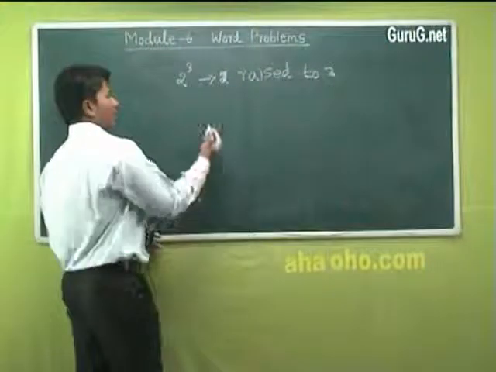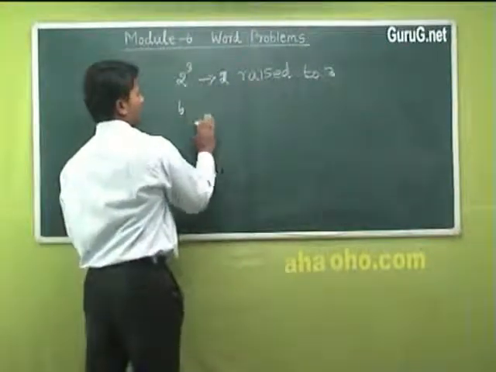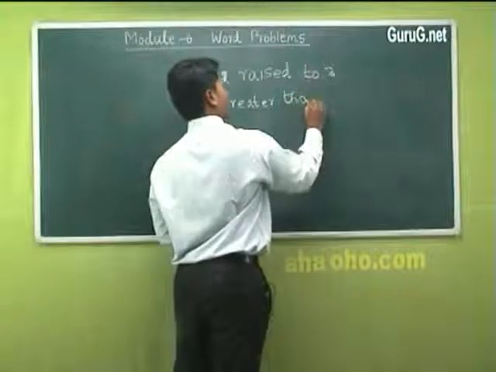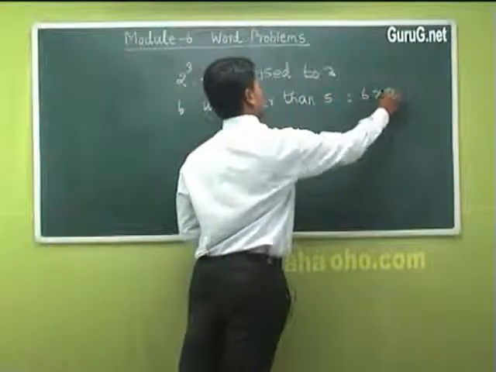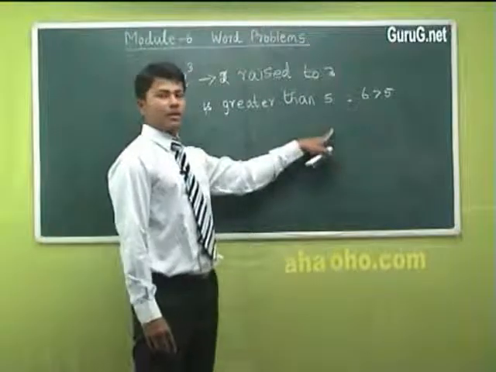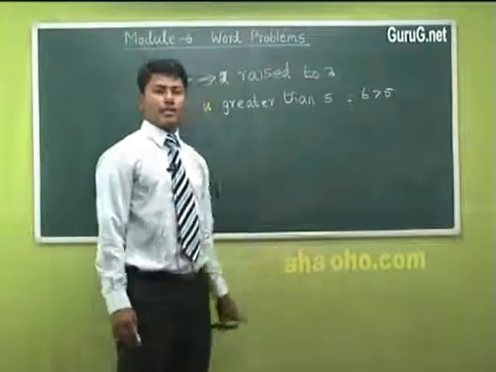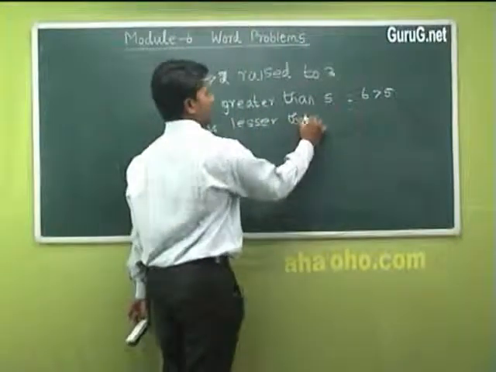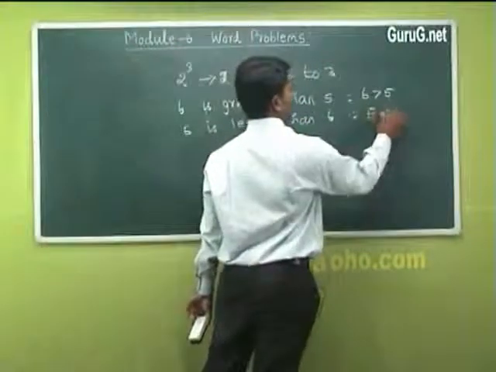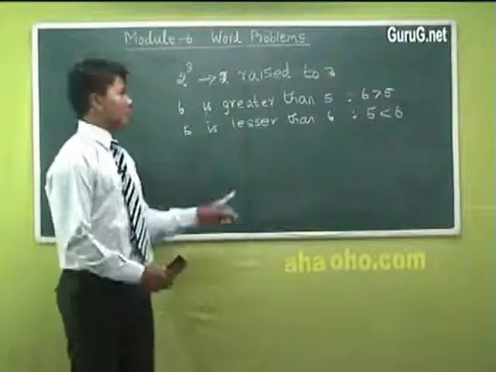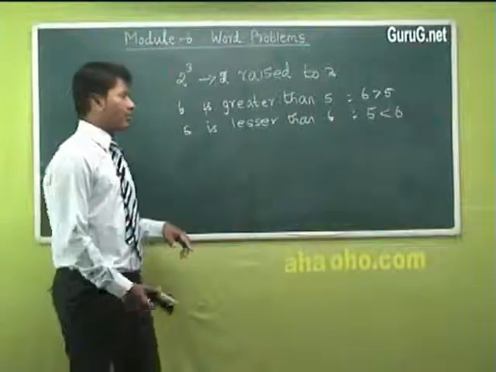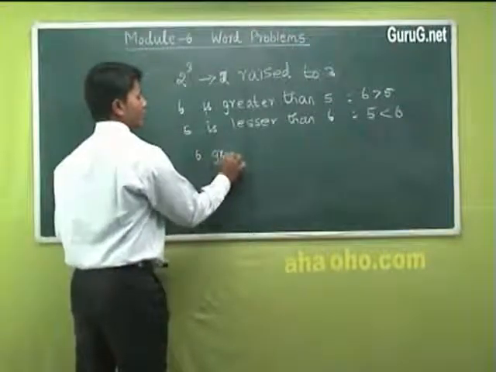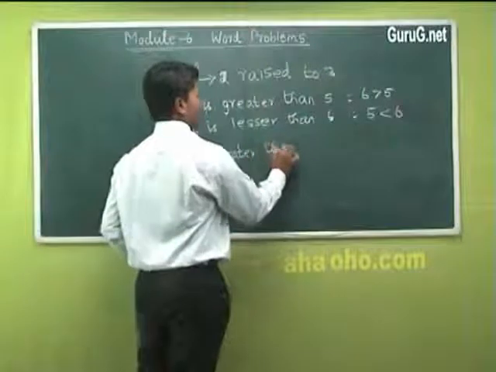Or another way, 6 is greater than 5. 6 greater than 5. So 6 is greater than 5 can be represented using this form, 6 greater than 5. Or 5 is lesser than 6. So this is the mathematical form, this is the narrative form. Now in some word problems, you may encounter something like this: 6 greater than 2 or 6 greater than x.